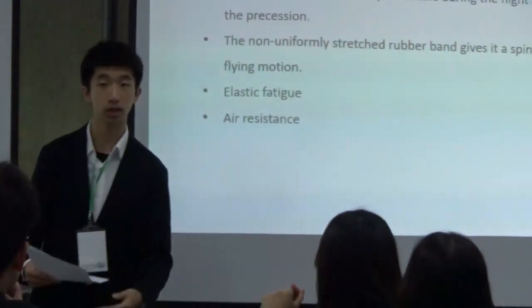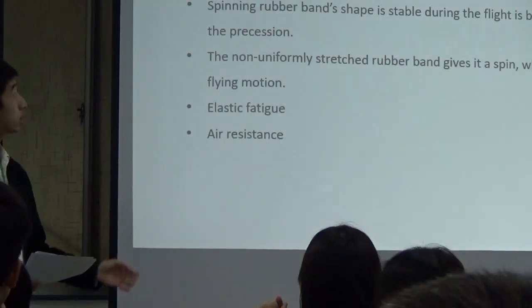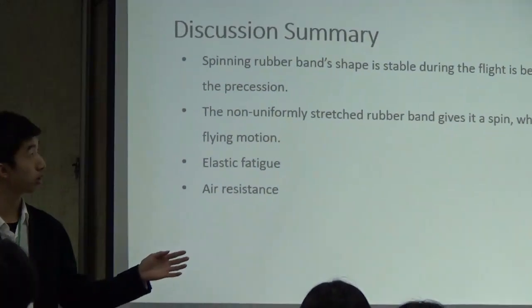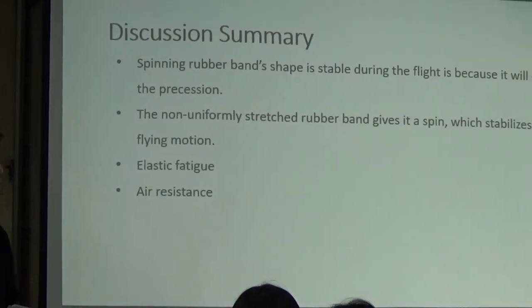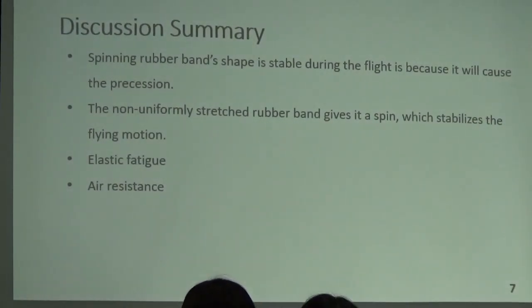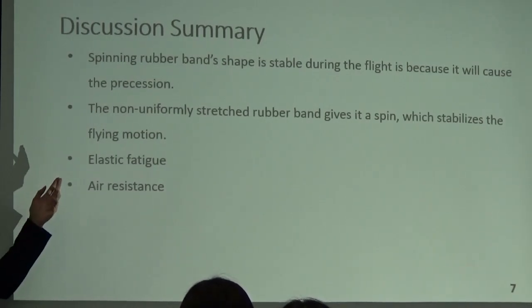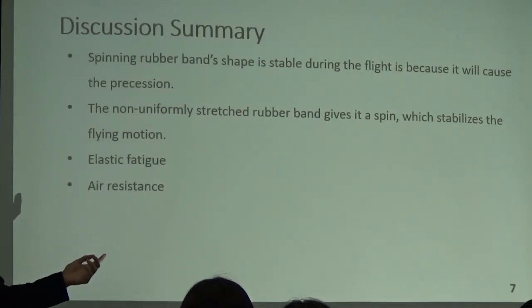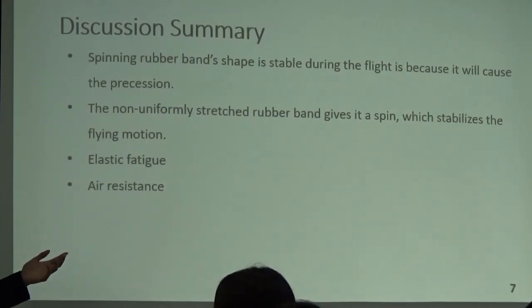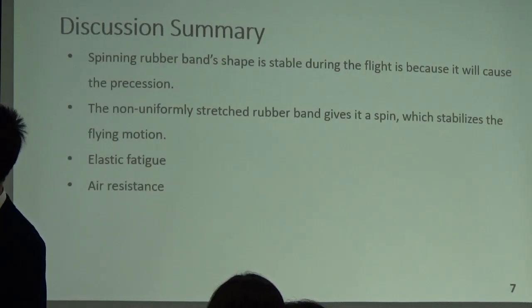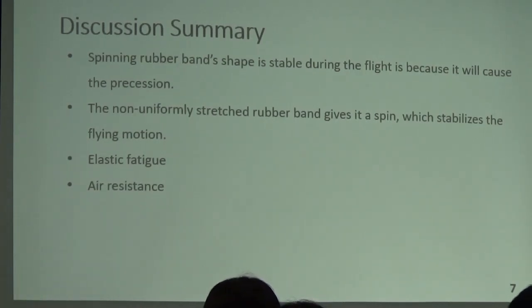So this is a discussion summary. First, the spinning rubber band shape is stable during the flight because it's a stable ring shape, so it will be easier to cut through the air, fly longer, and be less affected by air resistance. And second, the non-uniformly stretched rubber band gives it a spin, which symbolizes a flying contractile motion. And the reporter thinks that air resistance is not important.